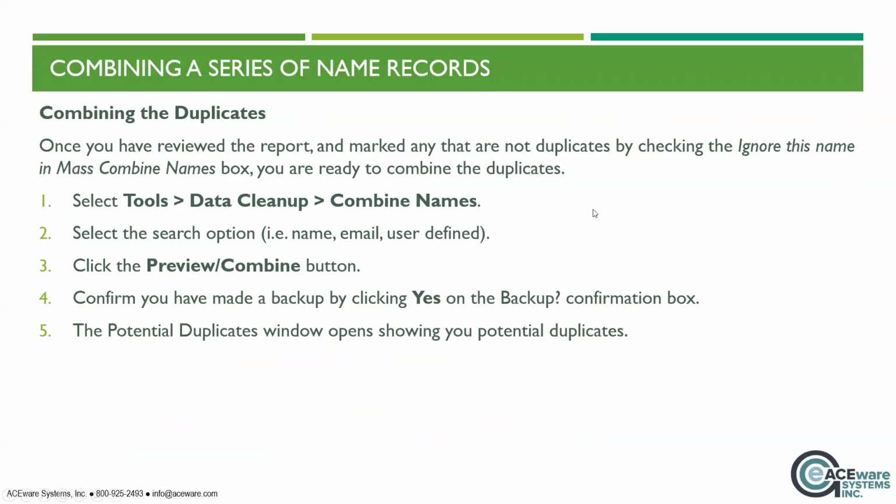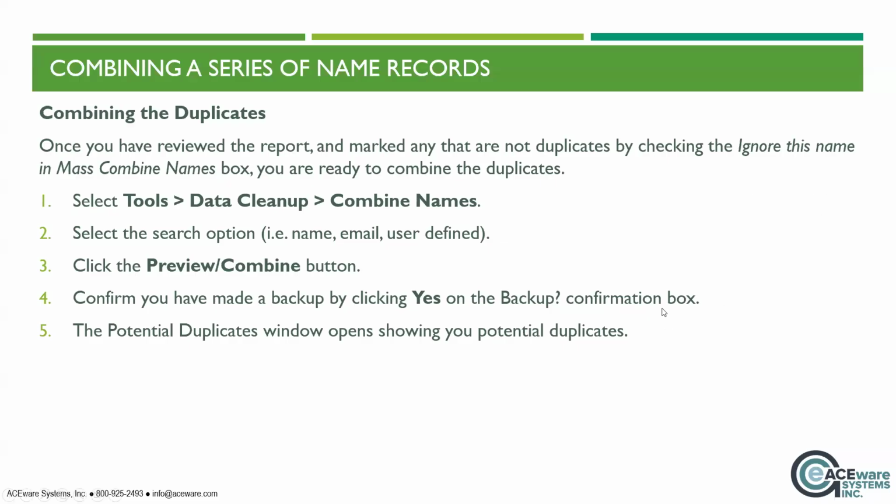So with the mass combine, again, tools, data cleanup, combine names, and you're going to pick the criteria that you want to do the combine on, whether it's the name, first name, last name, address, zip code, or the email address, or if you're looking for something else, you can again use the preview combine. It's going to ask you if you have made a backup. We always recommend doing a backup before you do any kind of cleanup.